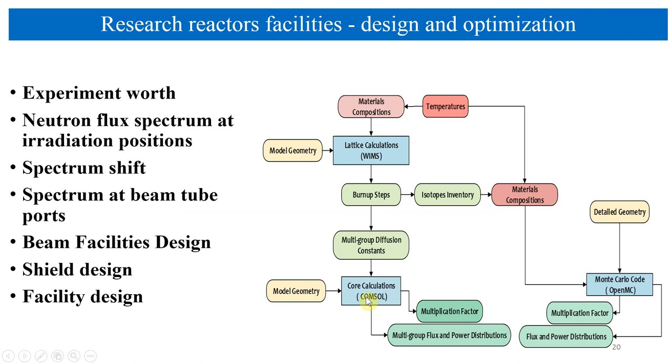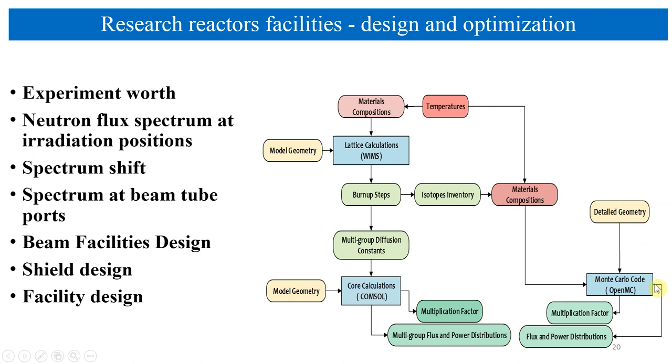for the core calculation, or multi-group diffusion equation, I have to define the boundary conditions, that the fluxes vanish at the extrapolated distance surrounding the core. But tracking the neutron at the beam port means that I want to solve this diffusion equation for the whole reactor, which is not easy, and the error will be unreasonable.